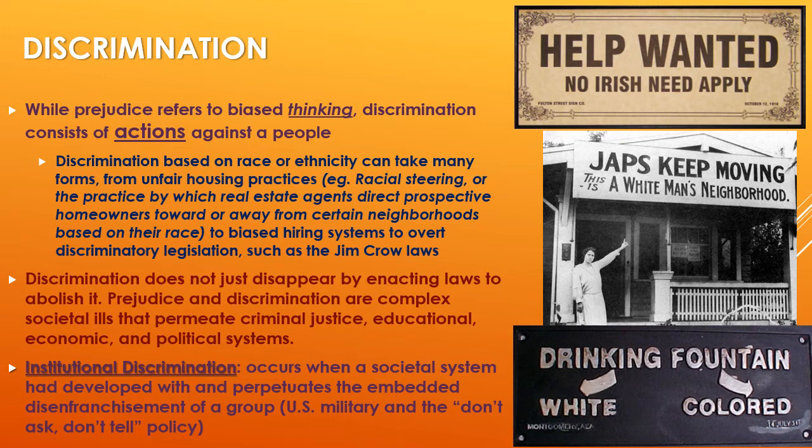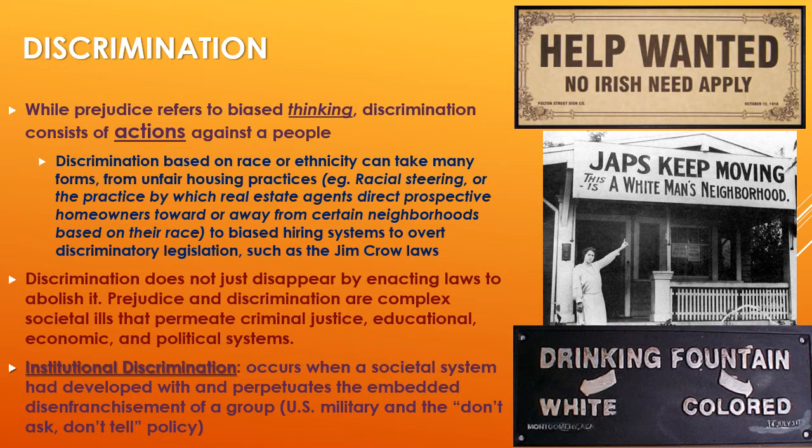So discrimination based on race within even real estate practices is still evident in the United States. Other examples of discrimination are biased hiring practices, to overt discriminatory legislation such as the Jim Crow laws in the United States, which of course upheld the government-enforced segregation of Black Americans from white Americans at state and government-run facilities.